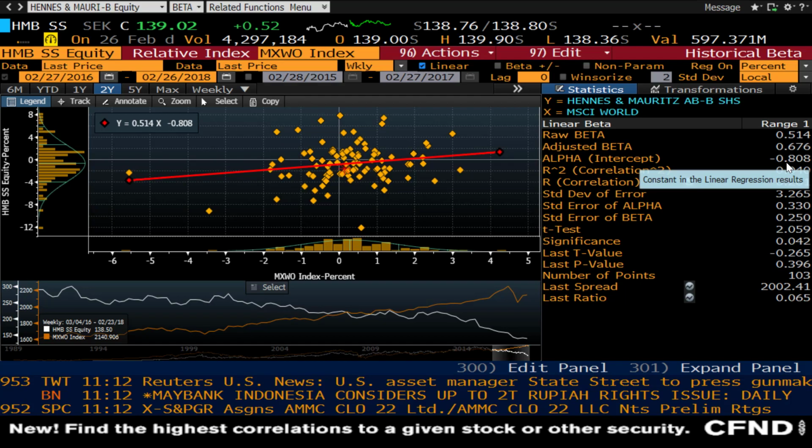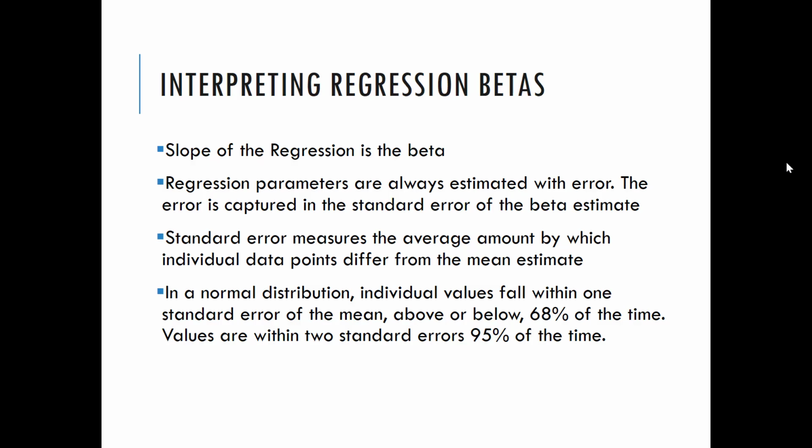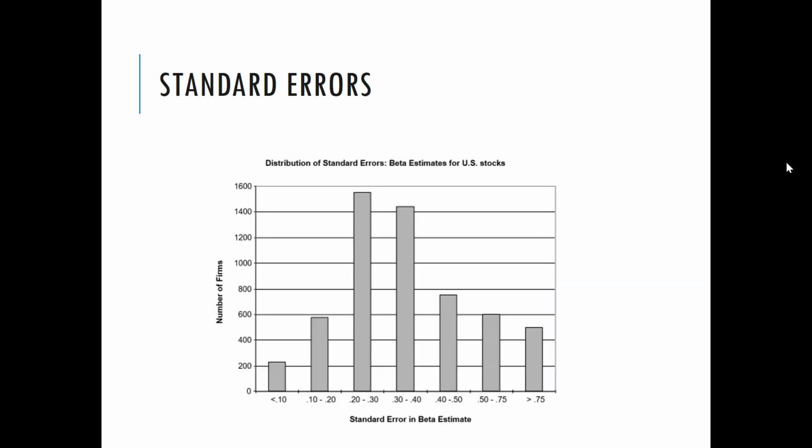So again, beta in general is a horrible number, but it's basically the best thing that we have. So there's really no other good alternative. So people do this even though it's horrible.